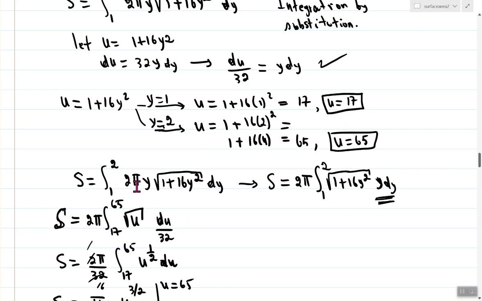So we have 2 pi. Going to bring 2 pi outside. Actually, it's clearly given here. Now the limit of integration is going to be from 17 to 65.